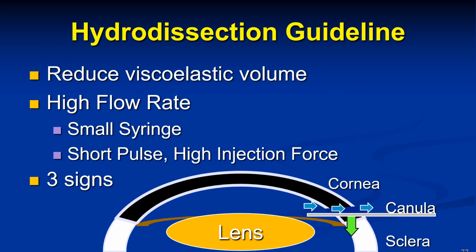To have a good hydrodissection, we remove some viscoelastics by pressing the posterior lip of the incision. This allows us to inject more fluid without overinflating the eye. Another important factor is to use a small syringe, which creates a high flow fluid jet when injecting short pulses with high force.